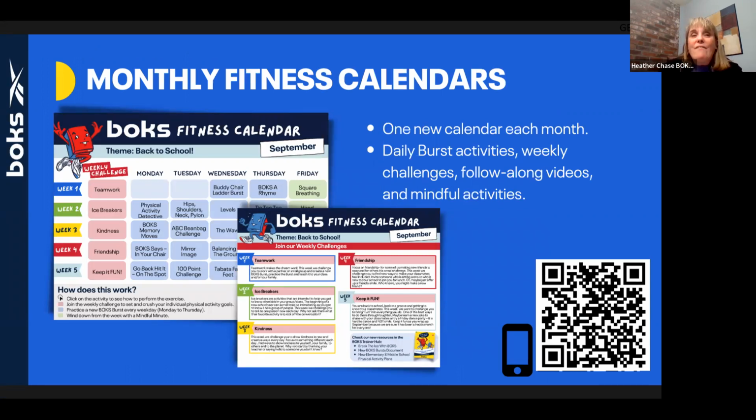Each month we have a BOKS fitness calendar, and this usually comes out the week before the next month starts. This is an example of our September calendar, and each month has a theme. For September, we were not too creative here, but our theme is back to school. Each day has a different burst that the PE teacher, the classroom teacher, or parents at home can do with the kids. These all primarily have the links, so if you have a screen in your classroom, the hallway, or the gymnasium, the kids can do the activities.